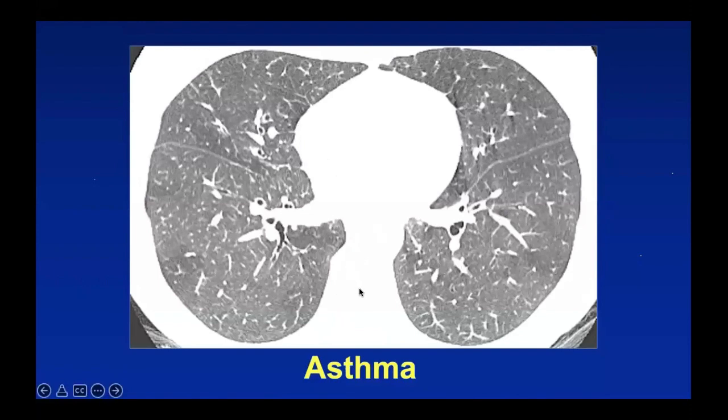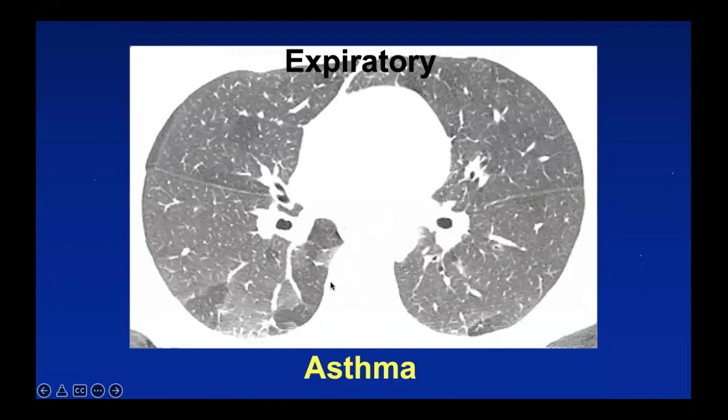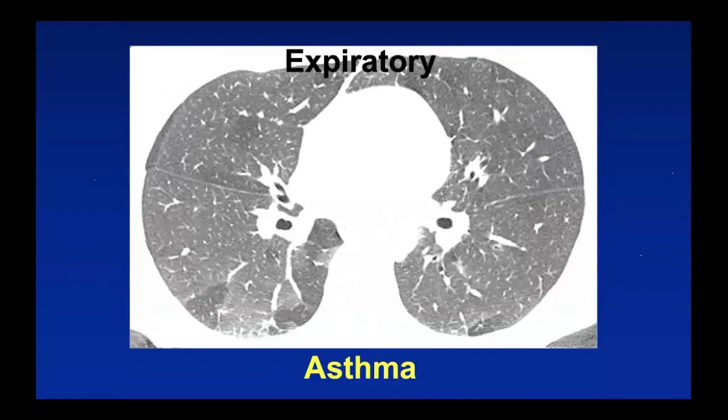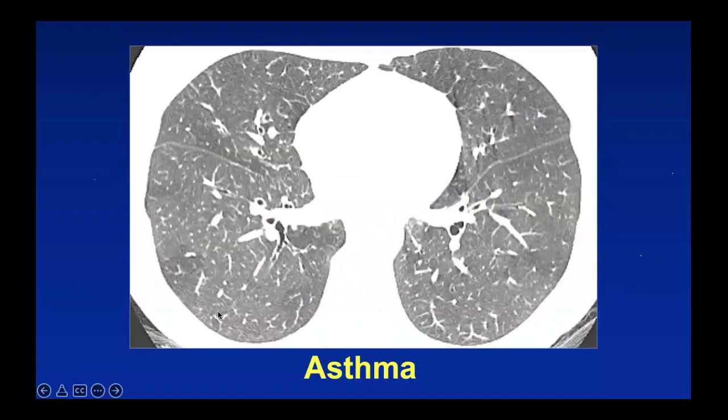How about this particular individual? This is an inspiratory view. This is normal. How about on the expiratory view? What are we seeing? We are seeing air trapping. So this is air trapping, expiratory view. Now, I said it was normal, but in retrospect, is it really normal now that we see the air trapping there? Do we see abnormal areas there?